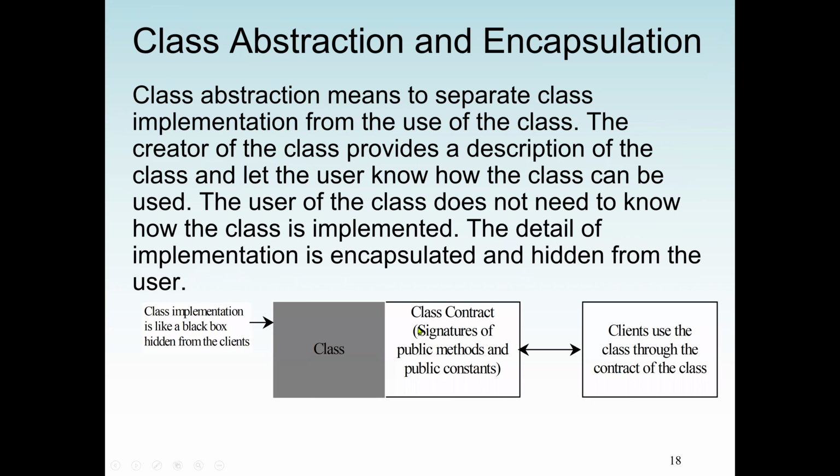So class abstraction means to separate class implementation from the use of the class. The creator of the class provides a description of the class and lets the user know how the class can be used. Also, the user of the class does not need to know how the class is implemented. The details of implementation are encapsulated and hidden from the user.